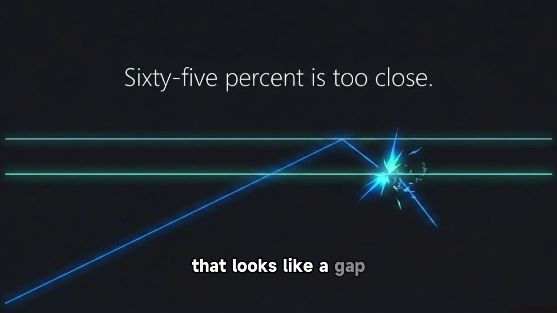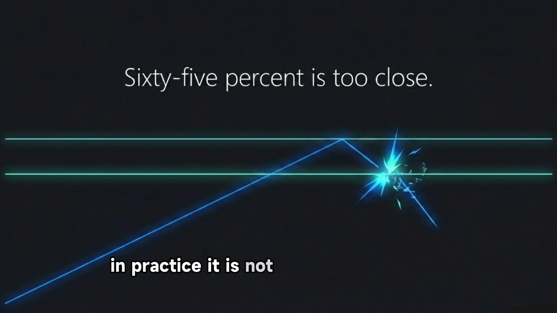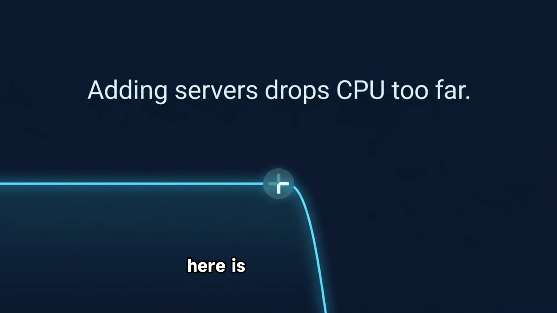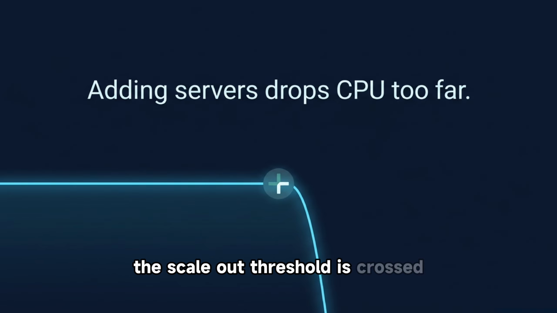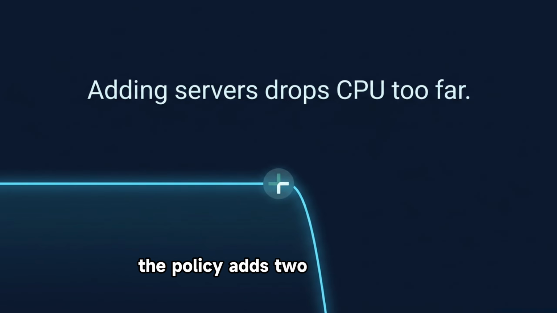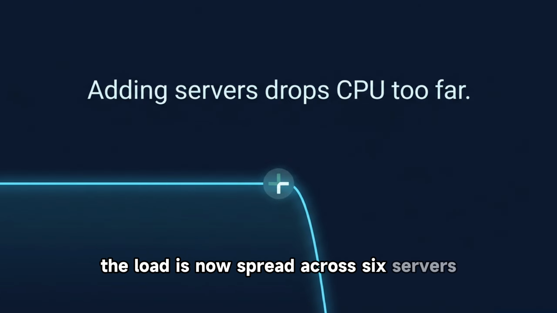That looks like a gap. In practice, it is not nearly wide enough. Here is what happens. Traffic is steady. CPU sits at 71% across 4 servers. The scale-out threshold is crossed. The policy adds 2 new servers. Those 2 servers join the pool and start absorbing traffic. The load is now spread across 6 servers.